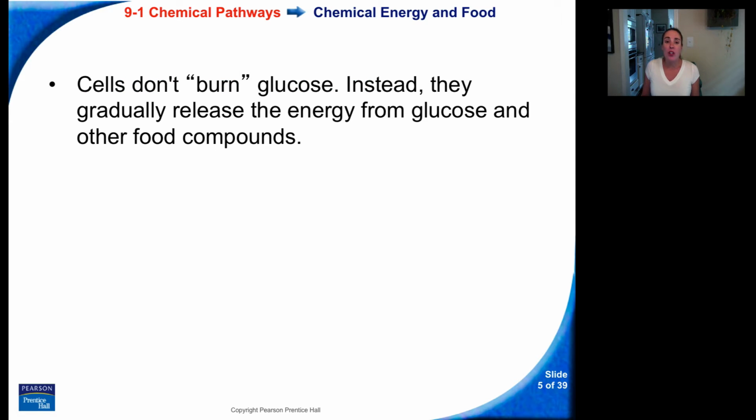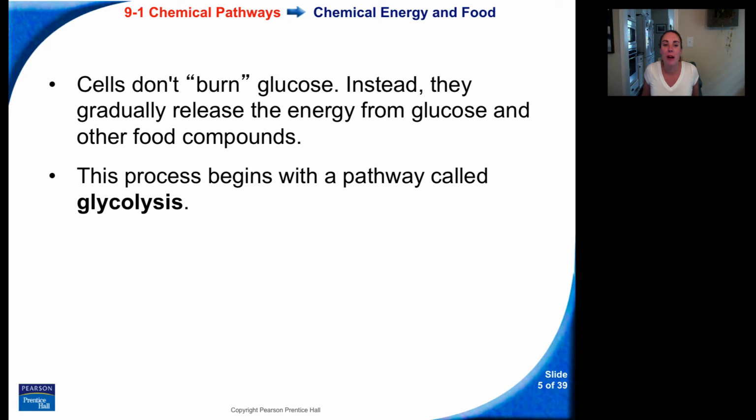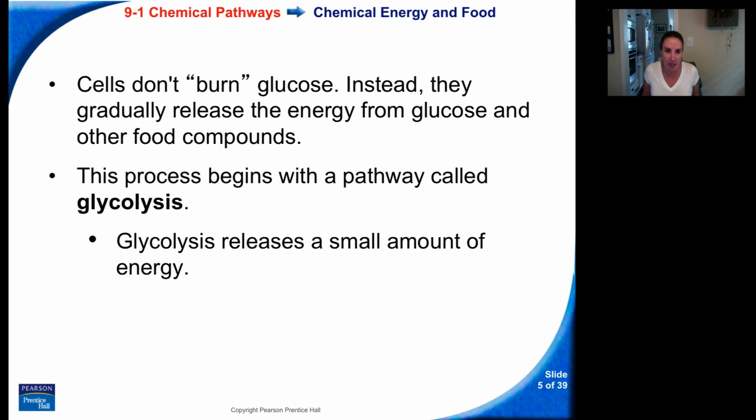So cells don't actually burn glucose. You know, when you're working out, you say you're burning calories. You're not actually burning glucose. Instead, they gradually release the energy from glucose and other food compounds. This process begins with a pathway called glycolysis. Glycolysis releases a small amount of energy from the glucose molecule.